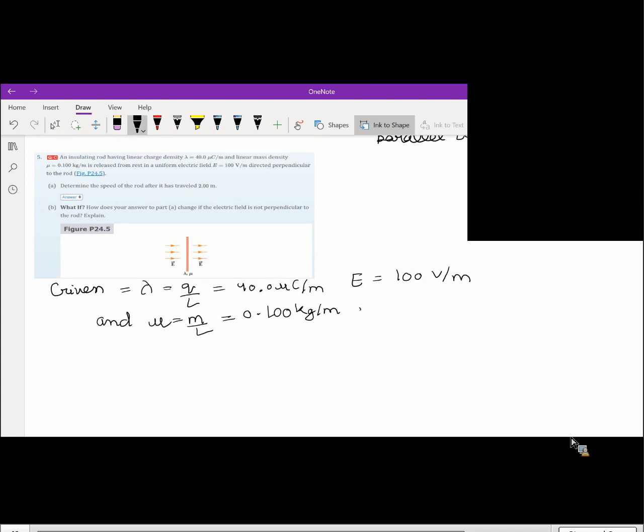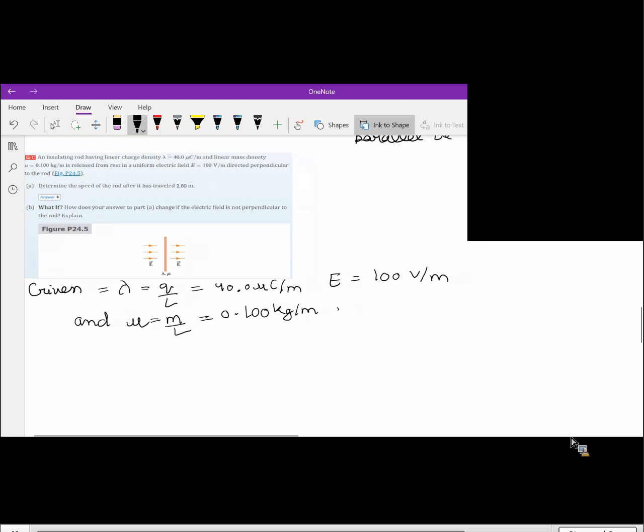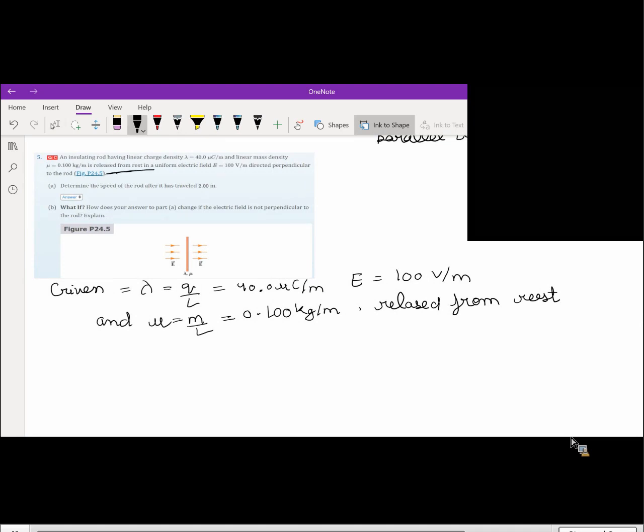Okay, so what we have given is an insulating rod with a certain charge distribution that is distributed uniformly along the length, is released from rest. So the point to be emphasized is released from rest. That's how you break the question. That's how you get your answer. You always see what is given. So it's released from rest in a uniform electric field. So everything is uniform. You don't have to worry about anything like symmetry or the charge distribution. Everything is uniform and the charge is released from the rest.